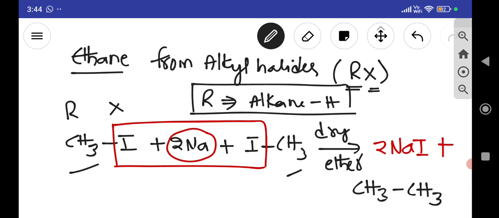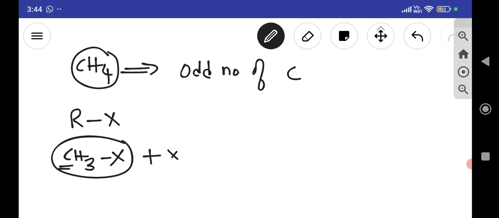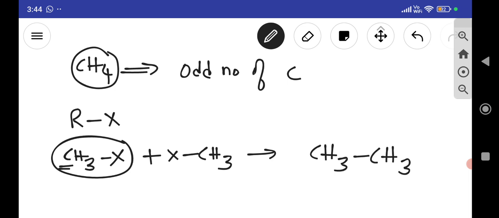So this is known as Wood's reaction. Now the important thing is, in a give-reason question you will get this: why methane cannot be prepared from this method. In Wood's reaction, methane cannot be prepared, and as it is an odd number of carbons, you cannot prepare this. Always remember the first compound which we take is a single carbon CH3X. So if you are adding another molecule of CH3X, definitely the first compound synthesized is ethane but not methane.